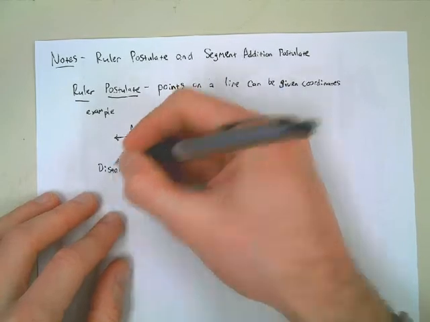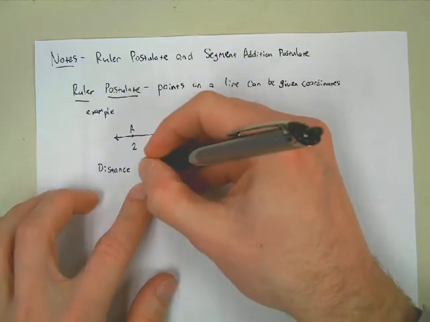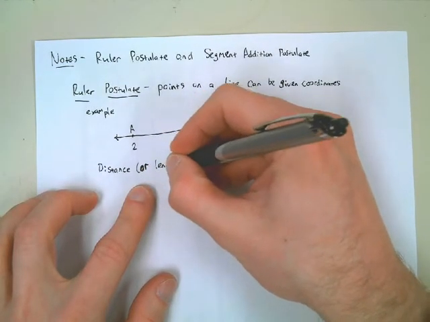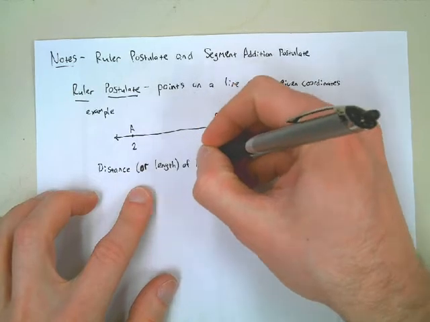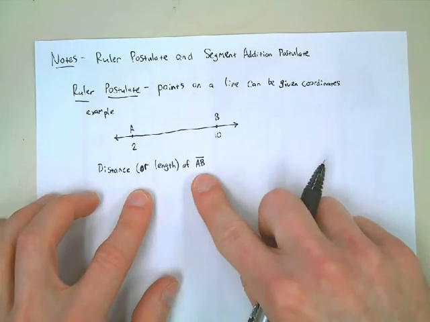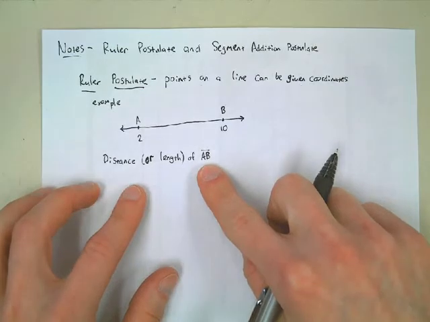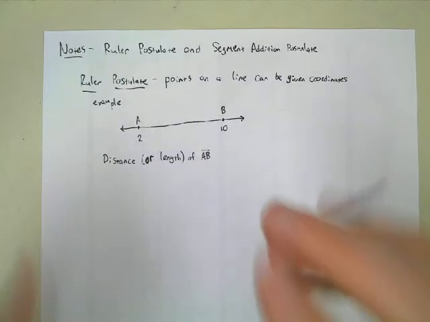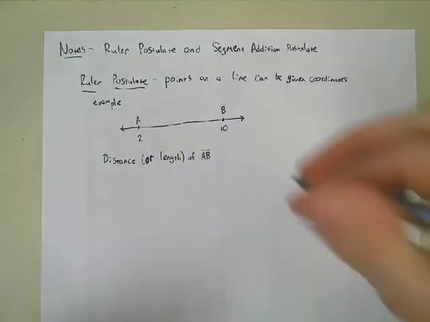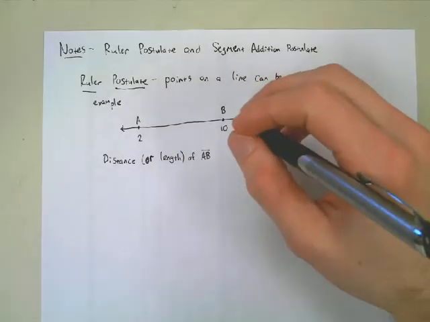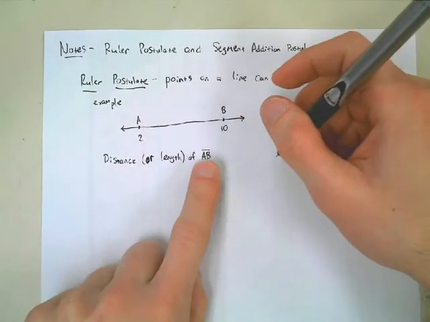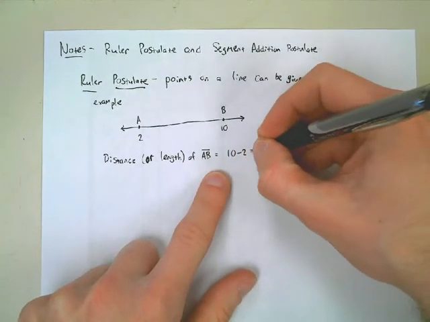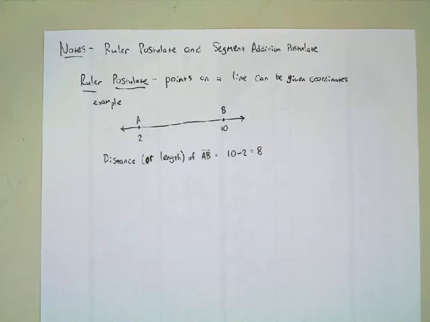So yeah, we can find the distance, or the length, of AB. And notice how I'm naming it, segment AB, right? We can't measure the distance or the length of a line. Why not? Because it's infinite. It goes on forever. But the distance or length of segment AB, well, 2 to 10, it's 10 minus 2 equals 8.